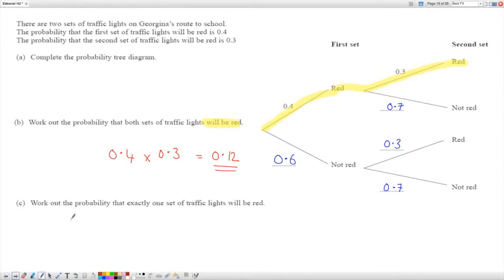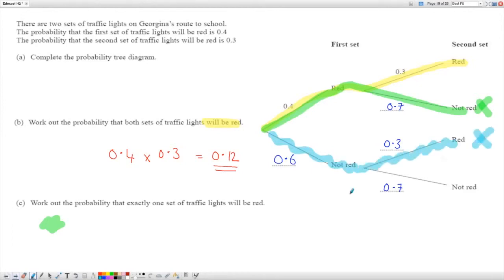We're then asked to work out the probability that exactly one set of the traffic lights will be red. So if one's red, the other one not. Now there's 2 options or ways that this could happen. We could get red to start with and then not red. So that would be our first one. We'll work out the probability of that in a minute. Secondly, we could get not red first, then get the red. That would still be one way of exactly getting red. So let's work out the probability of each one of those.